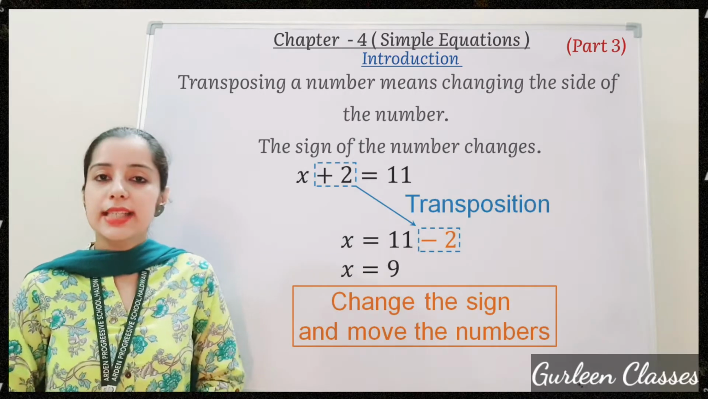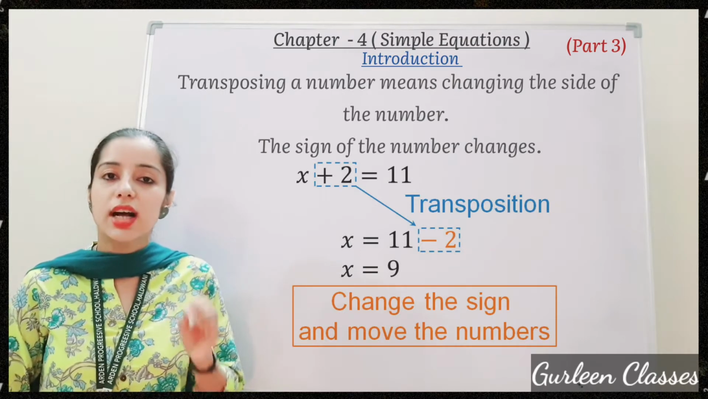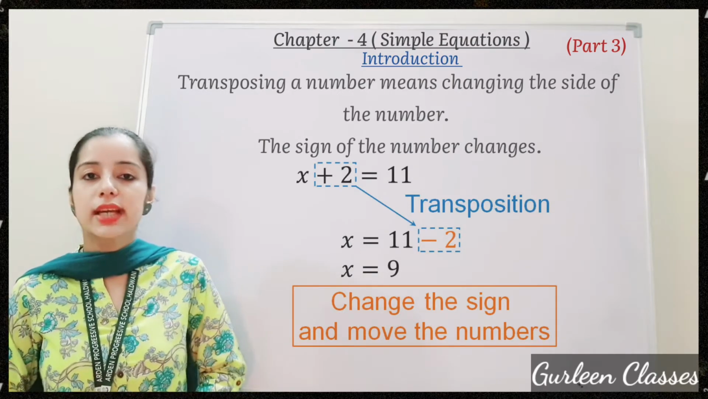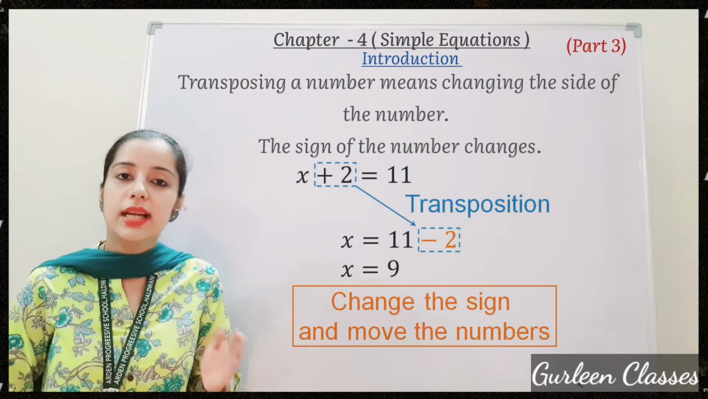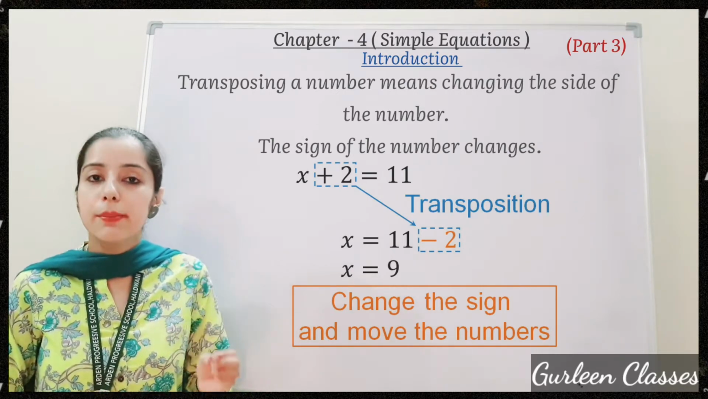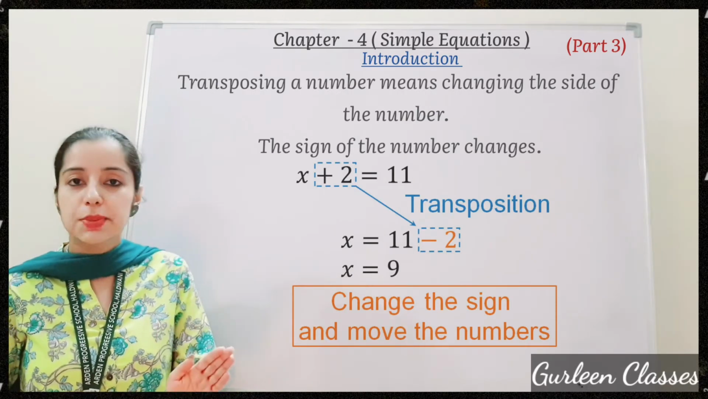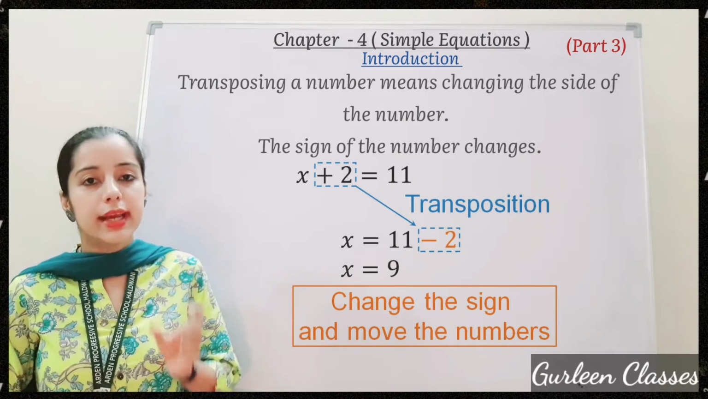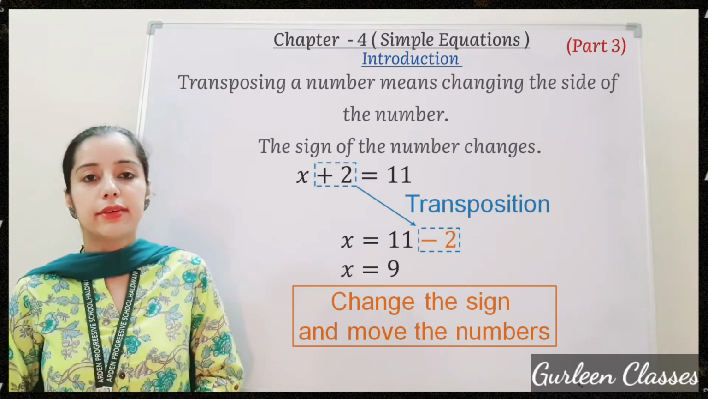So students, in today's lecture we will study the second method of solving a given equation, that is the transposing method. Transposing a number means changing the side of the number from LHS to RHS and RHS to LHS, and the number's sign also changes. If a number is going from LHS to RHS and it is negative, it will become positive, and a positive number will become negative.